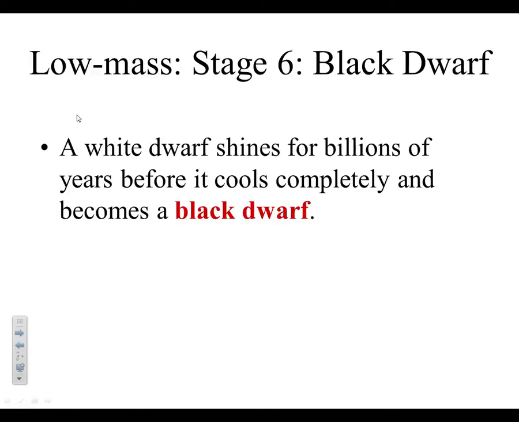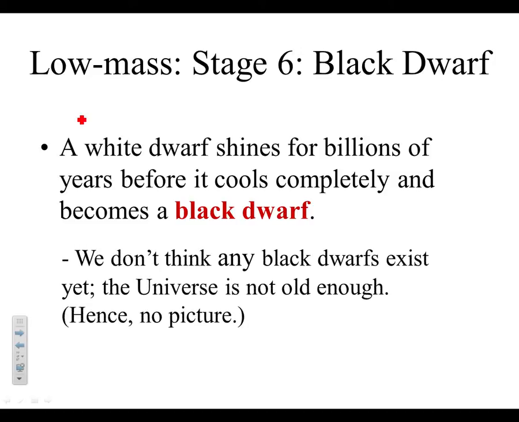That white dwarf is going to shine for billions of years before it cools completely and becomes a black dwarf. And there are some other options in there. Instead of white dwarfs, there are things like red dwarfs and brown dwarfs too. We don't think any black dwarfs exist yet because we don't think the universe is old enough to have any black dwarfs. So that'd be a future.